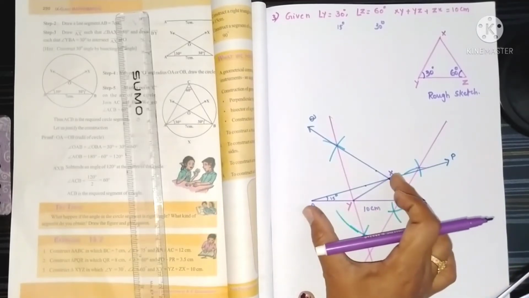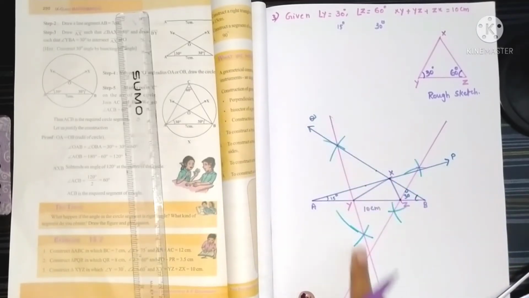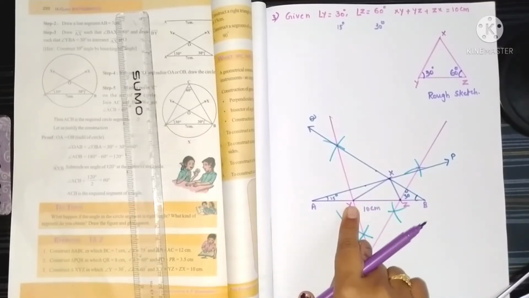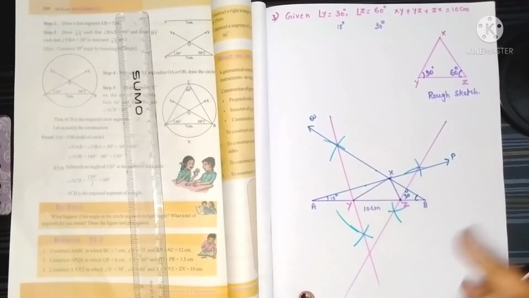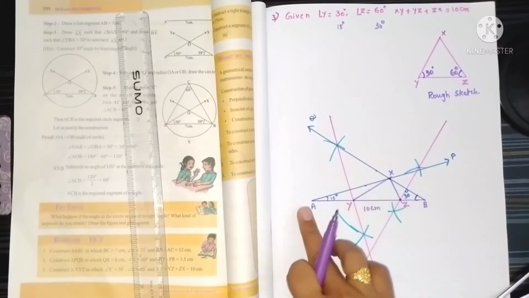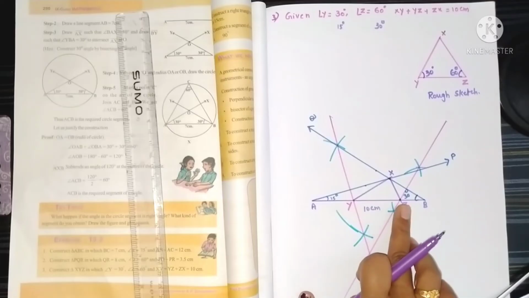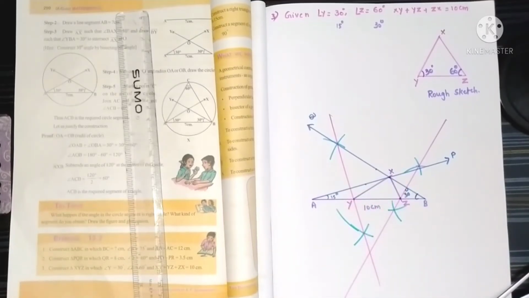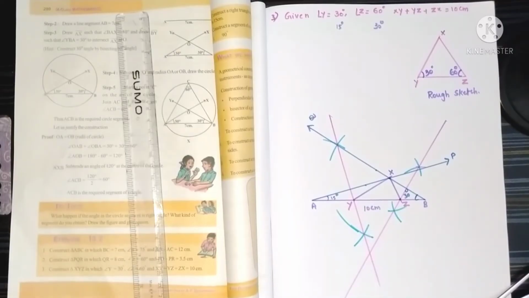Okay. So AX ki oka perpendicular bisector draw chestam that intersects AB at one point, that is Y, and perpendicular bisector to BX also drawn. It intersects AB at another point, that is Z. So by joining XY and XZ, the required triangle is formed.